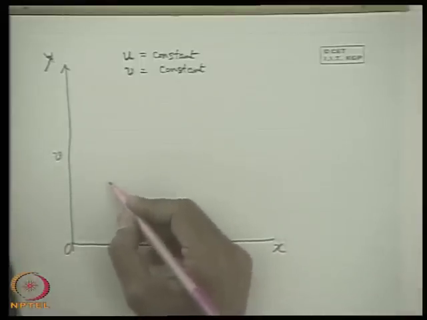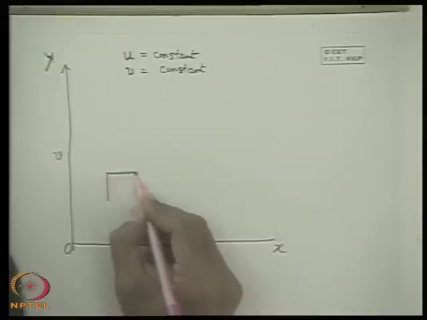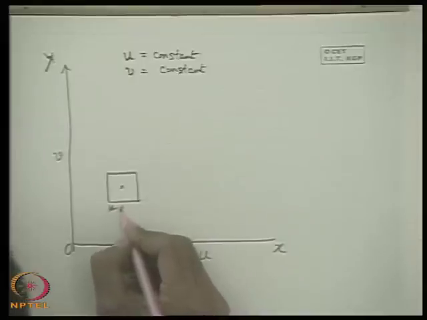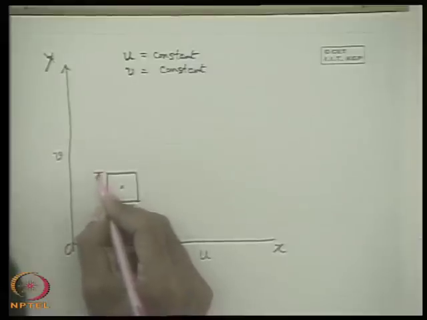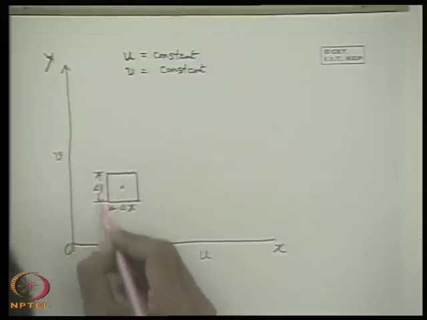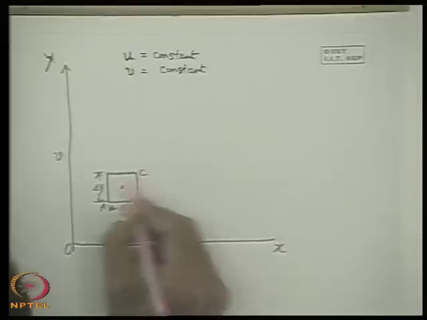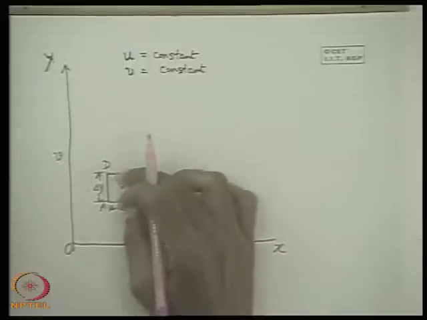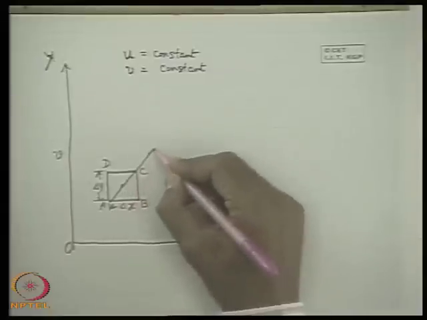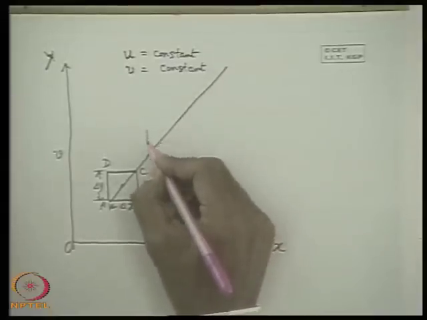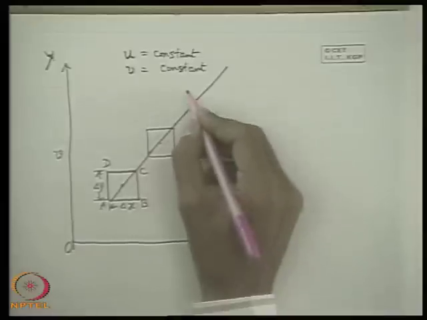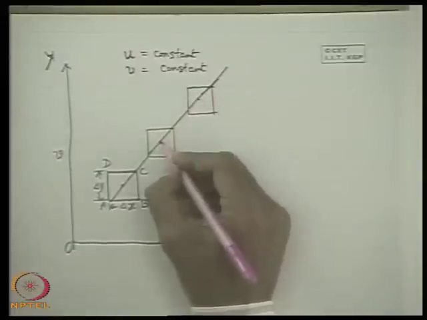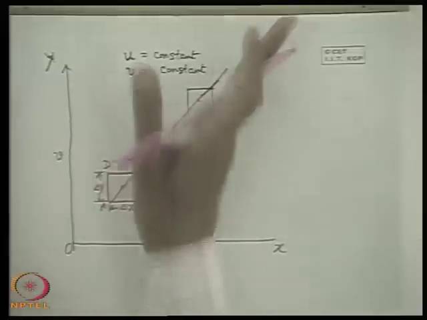If we just recognize a fluid element, let the element be A, B, C, D with the lengths delta x and delta y. What will happen in course of this flow field? This will be simply translated like this. That means this will be the position at respective different times. The fluid will be simply translated along the resultant velocity.